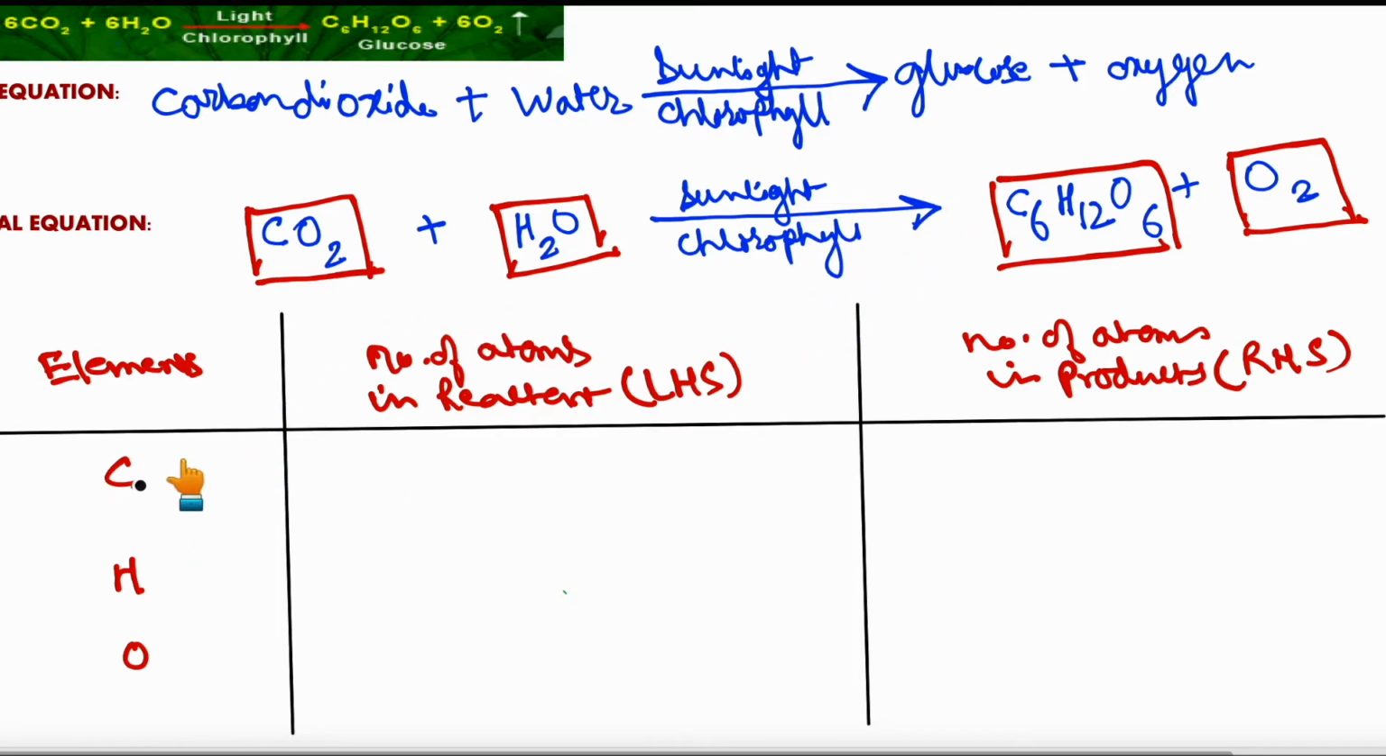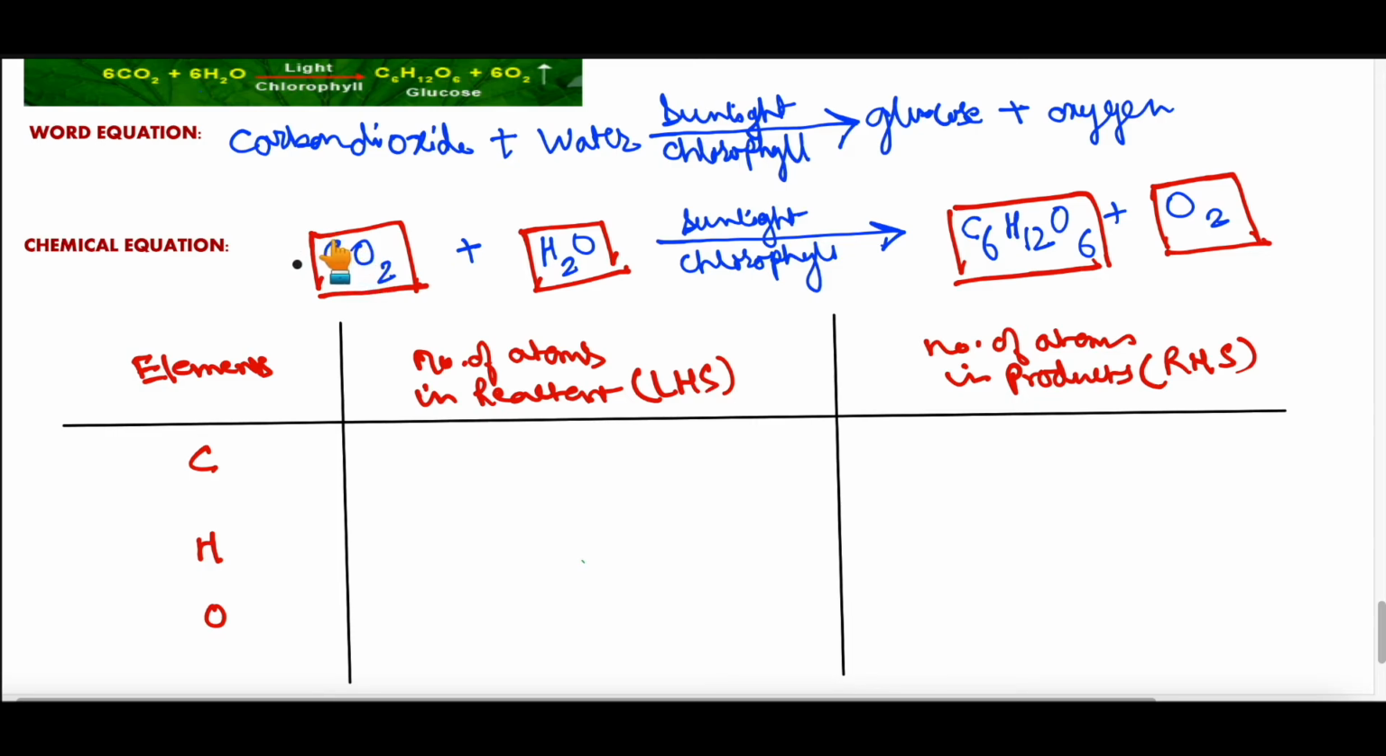So for this carbon element, the number of atoms of carbon present is 1 as a subscript and 1 as a coefficient. So 1 times 1 is 1. And on the product side, the number of atoms of carbon present is 6 as the subscript and 1 as the coefficient. So 6 times 1 is 6. Next is hydrogen. So hydrogen is 2 times 1, that is 2 on the reactant side, and 12 times 1, that is 12 on the product side.